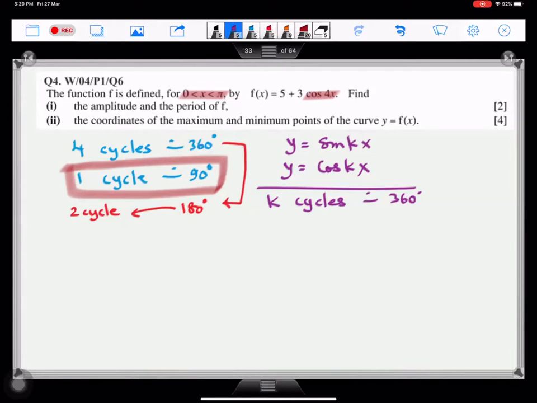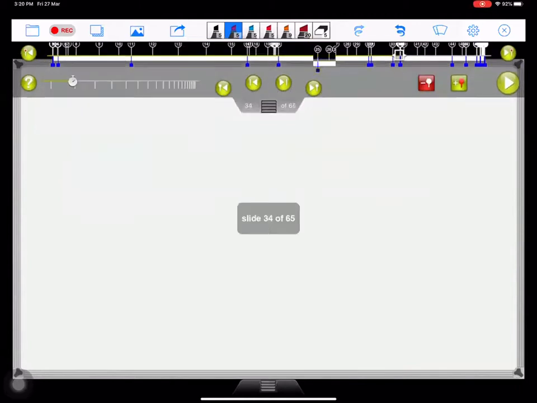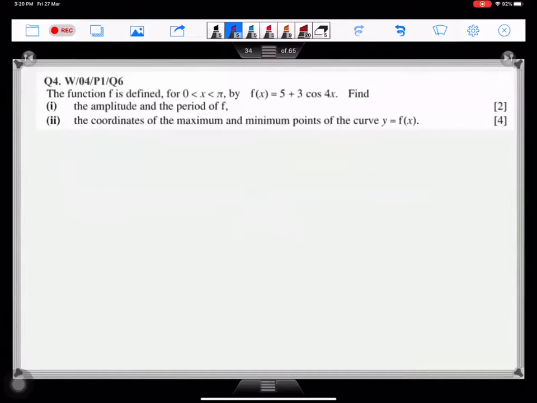But the examiner is only asking me to draw till 180. So what's the use of overworking? Can't I make a simple decision in the beginning? 4 cycles in 360, therefore in 180 degrees there should be 2 cycles, half and half. 180 is half of 360, 2 is half of 4. Therefore, what I'm supposed to do is draw 2 cycles. And this is how I'll draw it.